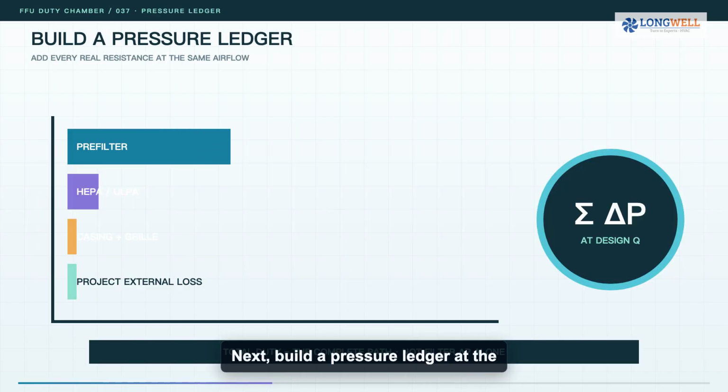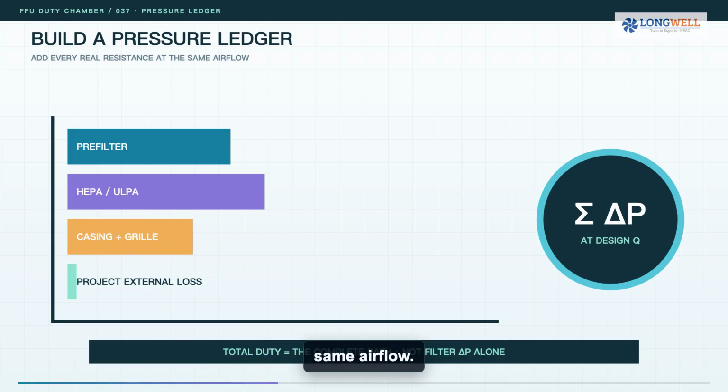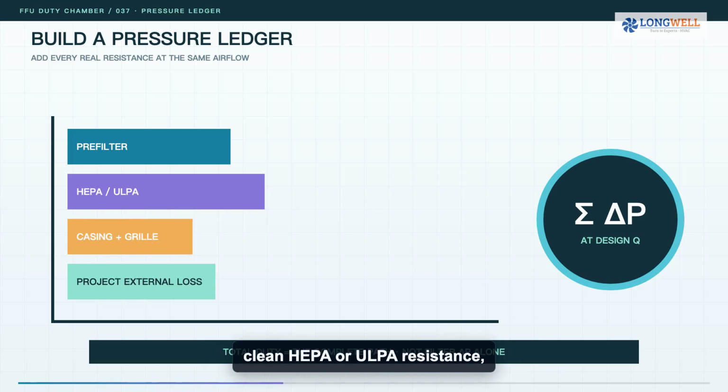Next, build a pressure ledger at the same airflow. Include the pre-filter, clean HEPA or ULPA resistance, casing and discharge components, plus every project-specific external loss. Filter pressure alone is not the fan duty. A defensible selection states the complete test boundary and the configuration behind each number.